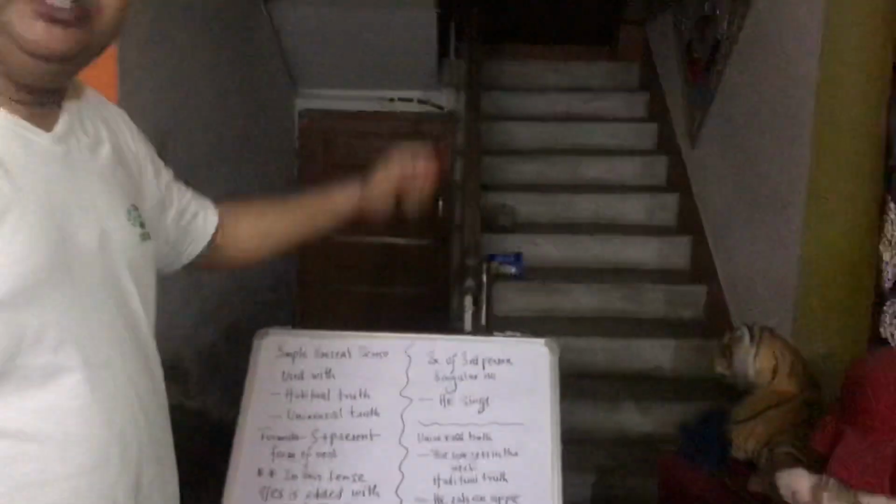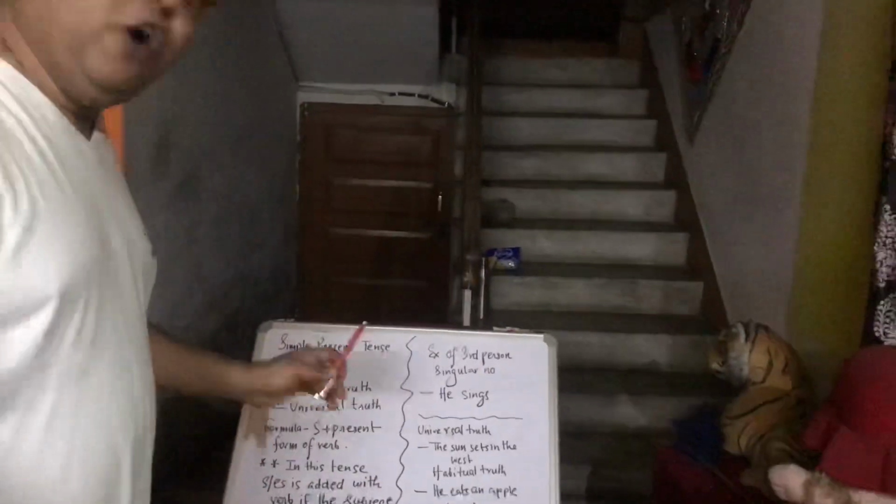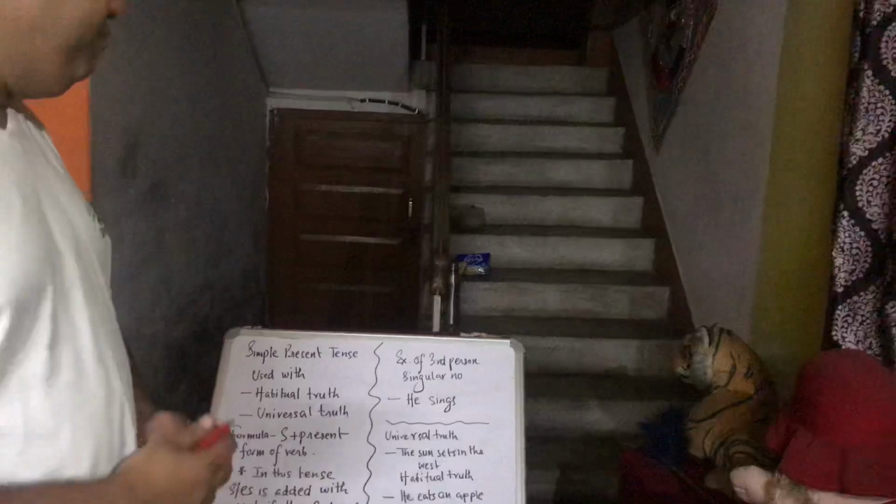First person is I and we, the people who are talking. Second person is you, with whom the first person is talking. And third person is any name, place, animal, thing about which or whom the first person is talking to the second person. And if that third person is singular, any name, place, animal, thing, and the tense is simple present tense, in that case s or es will be added with the verb.